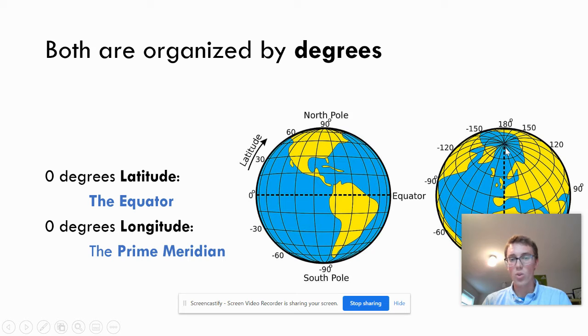Longitudinal lines don't go all the way around. They just are these slices, just like this. So if you go to the opposite side from the prime meridian, you're halfway around the circle, 180 degrees. All the way back again would be 360.